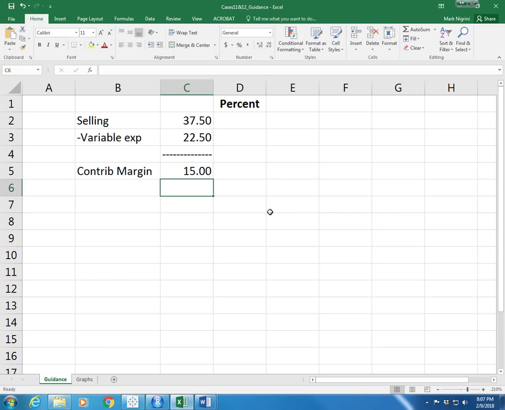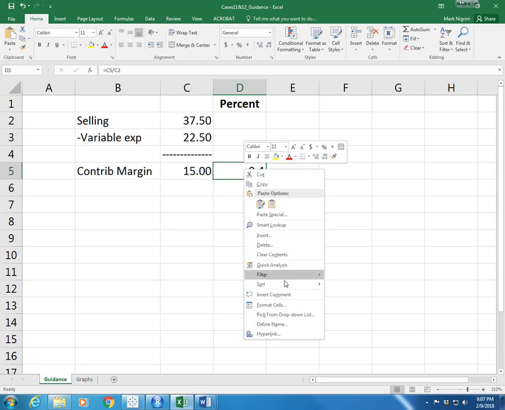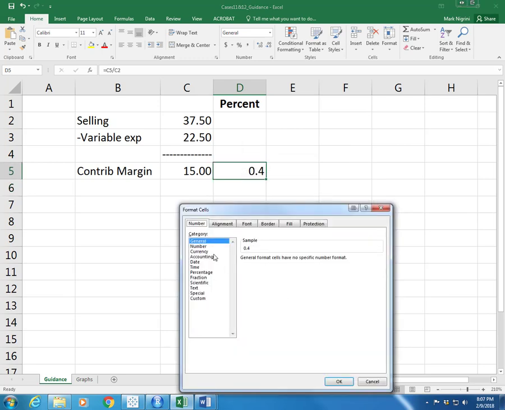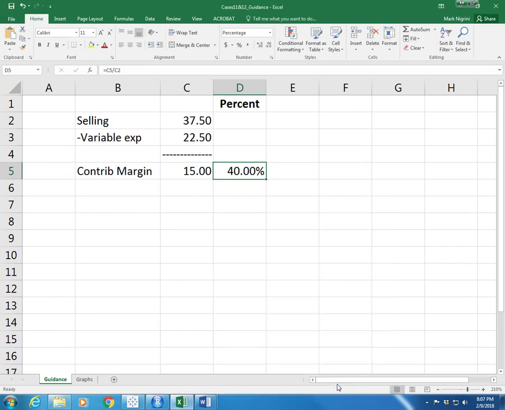So for the contribution margin ratio, I would divide this by the selling price, so it equals contribution margin divided by the selling price. And I would get that, and I would format this as a percentage, actually. So we can see what the answer should be, but we will go percentage over there. Contribution margin ratio, 40%.